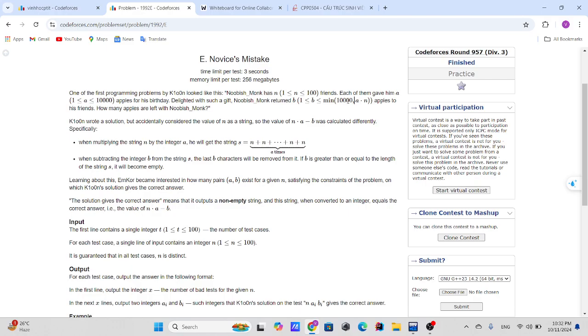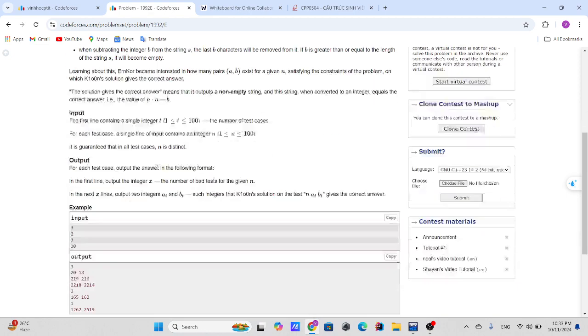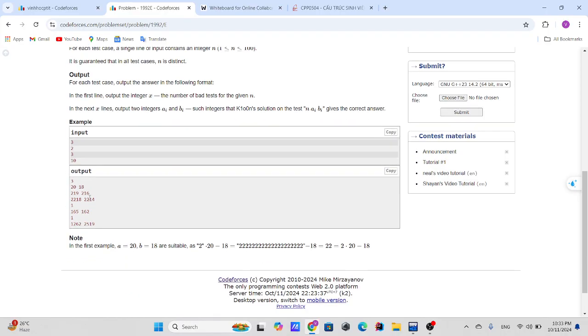Minimum 10,000. Give him apples for his birthday. So A is maximum 10,000. Okay, and B is also about 10,000. Hmm. Let me check this one.